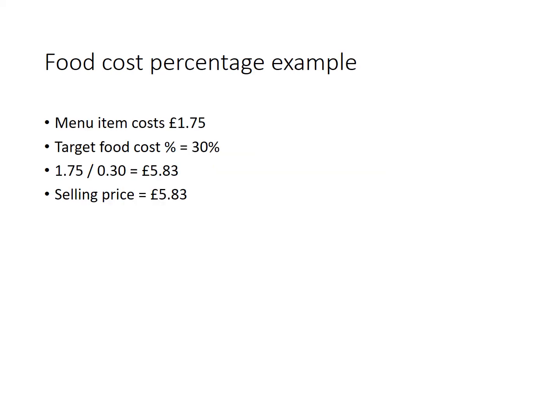Here's an example of a food cost percentage example. Here you have the menu item cost of £1.75, and let's say that you want to target 30%. So here we've got £1.75 divided by 0.30 equals £5.83. So the selling price is £5.83.